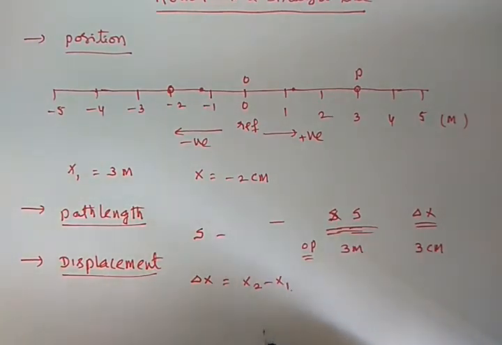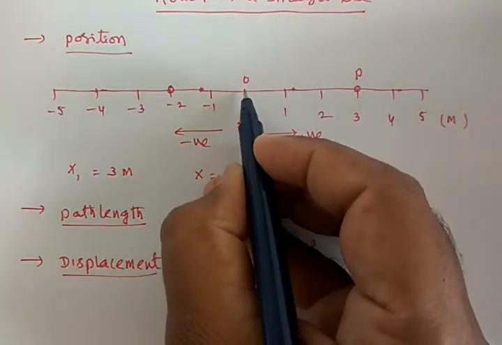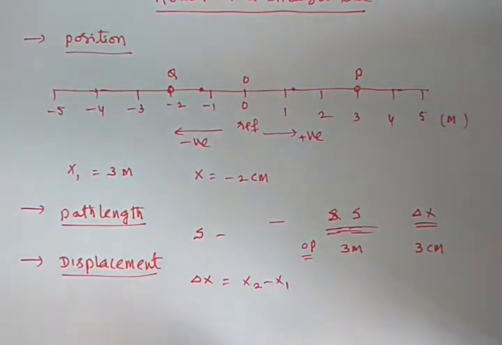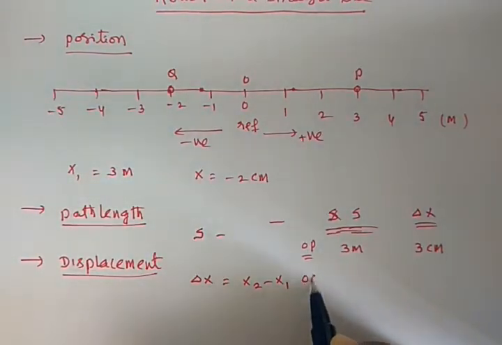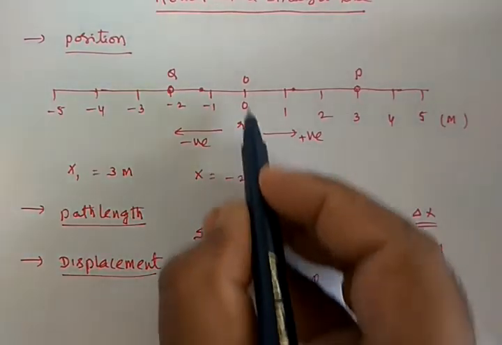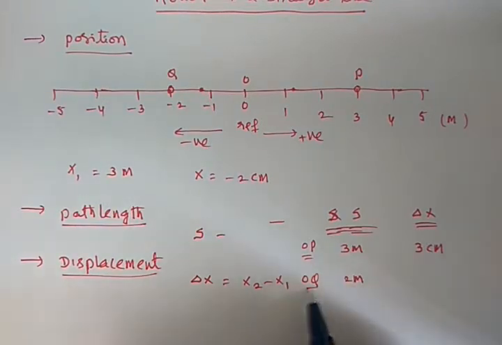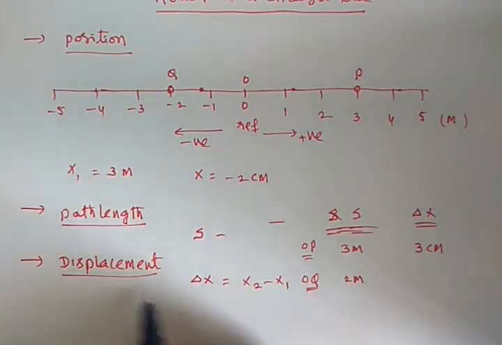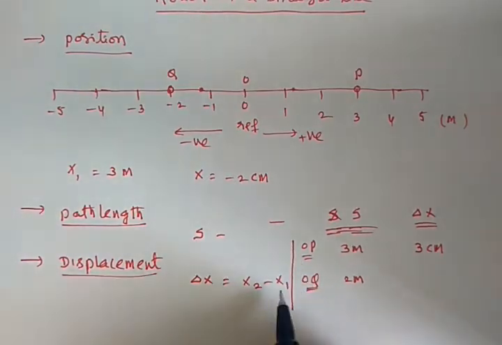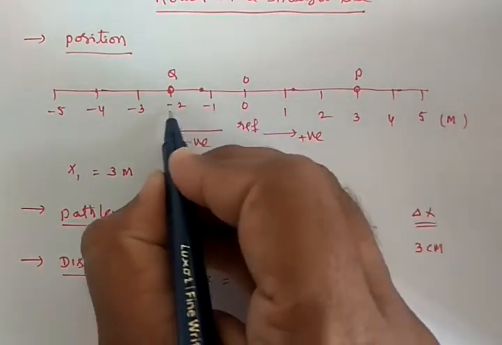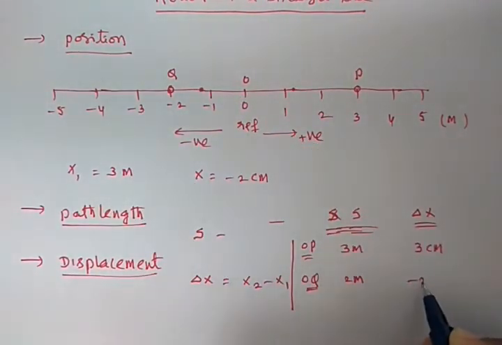And let us take one more path. Object is going from reference frame to this point. Let us say that is Q, in some time, let's say T. Then during this path, OQ, the distance covered by the body is 2 meter. Whereas displacement is change in position, that is final position minus initial position. Final position is minus 2, minus initial position, that is 0, minus 2 minus 0 is minus 2. So this is in meter.